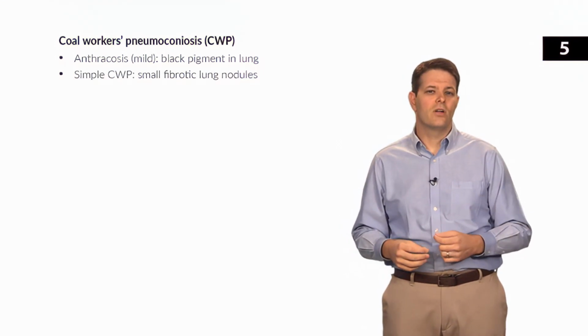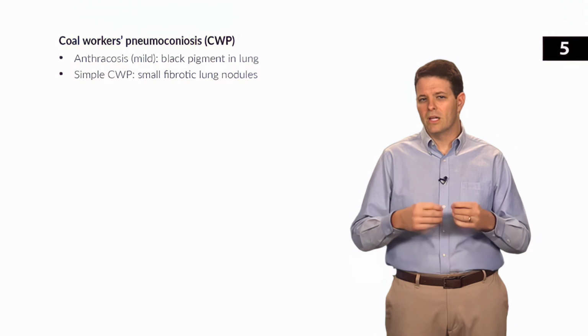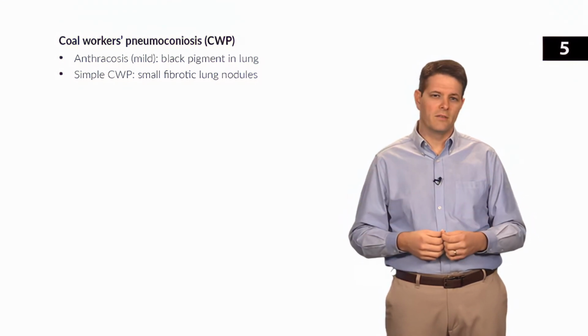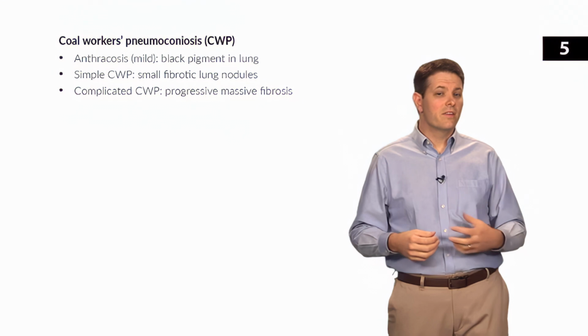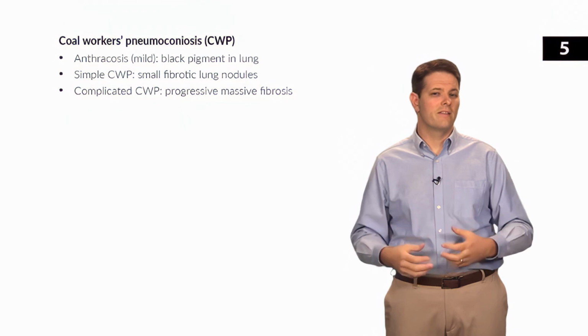The next level of disease is called simple coal workers' pneumoconiosis, and this is characterized by small, rounded, fibrotic lung nodules, mainly in the upper lobes of the lungs. And then after years and years, this can progress to complicated coal workers' pneumoconiosis, which is characterized by progressive massive fibrosis. Now, radiologically, coal workers' pneumoconiosis looks very similar to silicosis, which is another type of pneumoconiosis that miners can get. Silicosis is due to inhalation of silica dust, silicon dioxide. So coal miners are at risk of exposure to coal dust and silicon dioxide, and also radon, which is a risk factor for lung cancer.